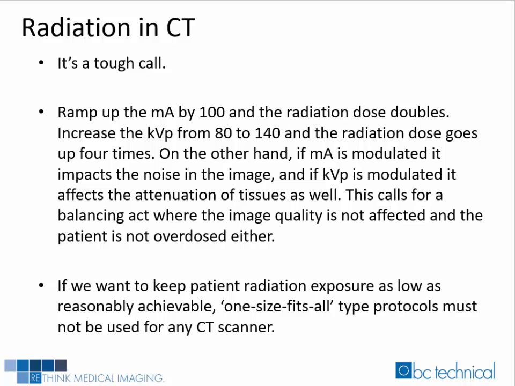Optimizing dose in a clinical setting is a tough call. Ramp up the mA by 100 and the radiation dose doubles. Increase the kVp from 80 to 140 and the radiation dose goes up 4 times. On the other hand, if mA is modulated, it impacts the noise in the image. And if kVp is modulated, it affects the attenuation of tissues as well.